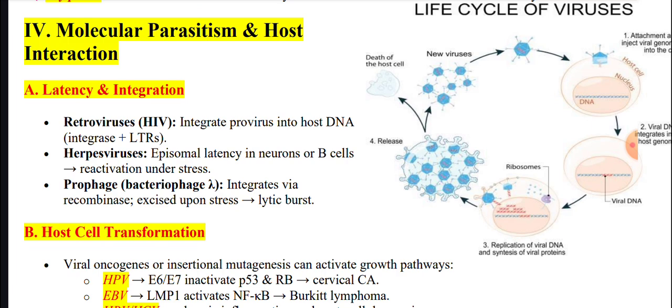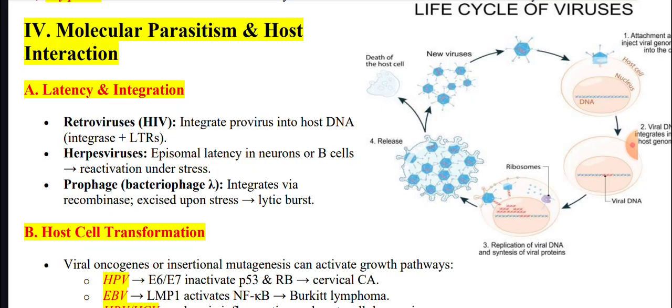There are two main ways they stash their genetic material long-term. The first is integration, becoming a permanent part of the host's own DNA. This is the hallmark of retroviruses, like HIV. After reverse transcription creates that DNA provirus, the viral enzyme integrase literally cuts the host chromosome and pastes the proviral DNA in. Specific sequences on the viral DNA, called LTRs, long terminal repeats, help guide this process.